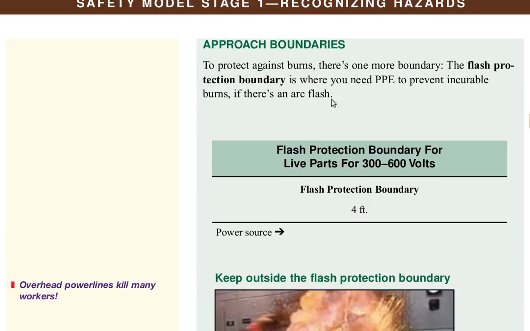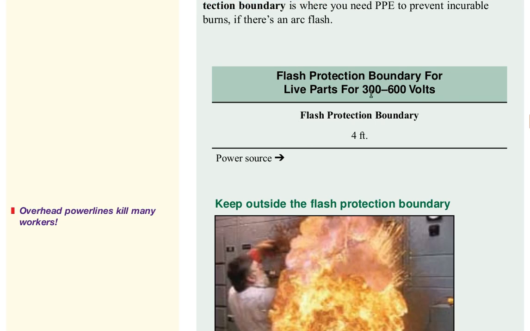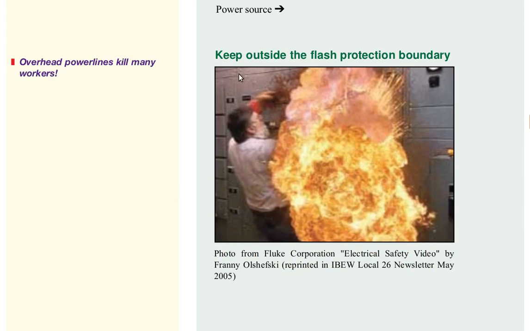Approach boundaries. To protect against burns, there is 1 more boundary, the flash protection boundary. This is where you need PPE to prevent incurable burns if there is an arc flash. The flash protection boundary for live parts for 300 to 600 volts is 4 feet. Remember, overhead power lines can kill many workers. Keep outside the flash protection boundary.